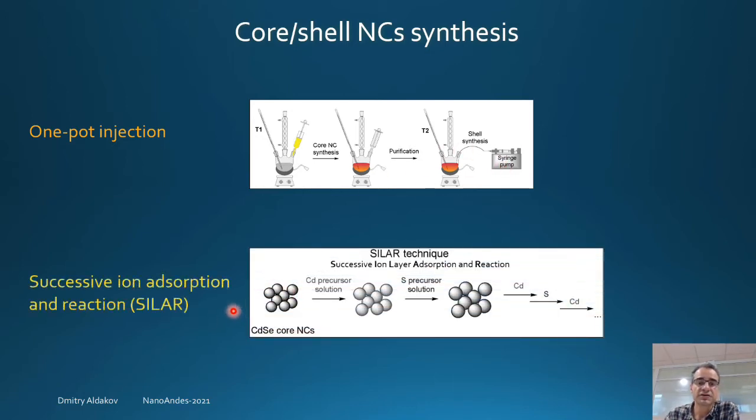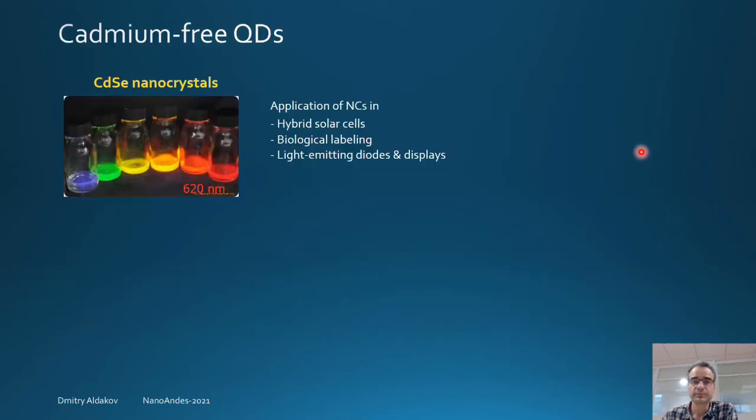An alternative way is SILAR, successive ion layer adsorption and reaction, and its name tells for itself. Actually, you take your core nanocrystals, you inject first the cadmium precursor, just the cadmium, which adsorbs on the surface of these nanocrystals. You have to calculate very precisely the amount of cadmium as a function of concentration and surface area of your nanocrystals. Then you inject sulfur, also a very precise amount of sulfur precursor, and you get one monolayer of your shell. Then by repeating this procedure several times, cation, anion, you can atomically control your shell to the given thickness. This is a very powerful method and also very widely used, even though it requires a little more preparation than one-pot injection.